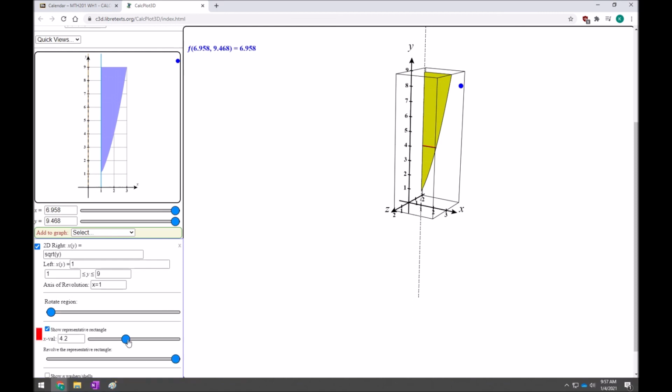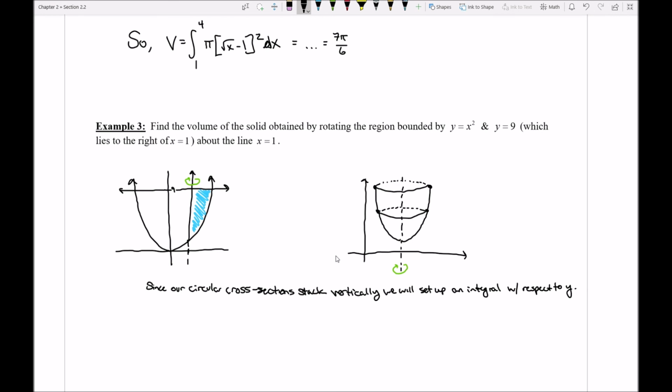It will come back to understanding what happens when we revolve one of those little rectangles. Can I find the area of one of those circles, multiply it by a little width to get the volume for that individual slice? Let's take a look at that. Okay, let's think about what exactly I would need if I wanted to set up a volume that was going to ultimately be dy.